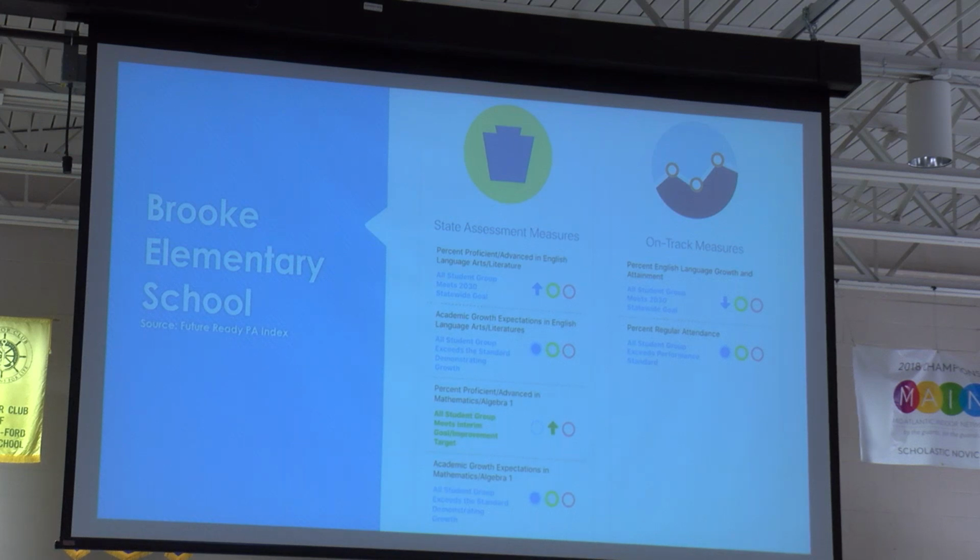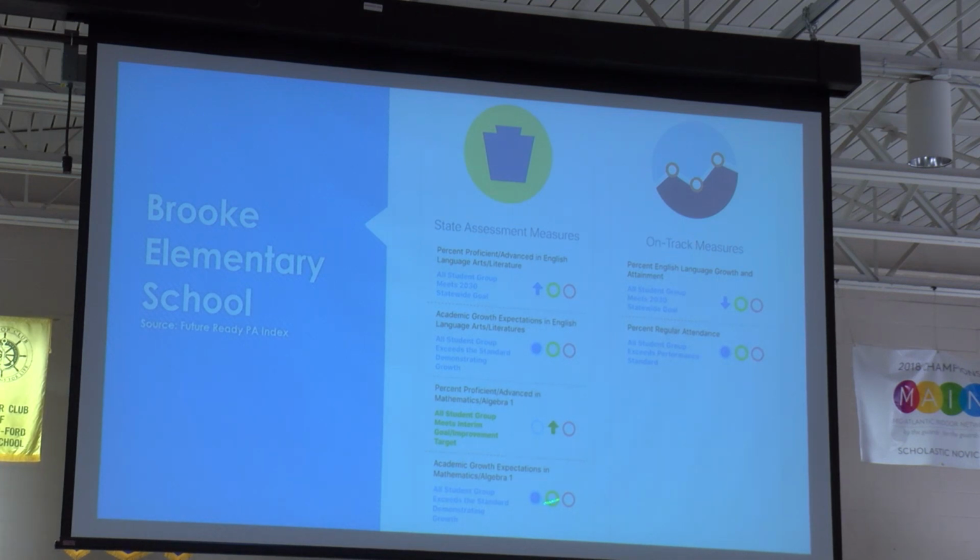Presented here is the dashboard for Brooke Elementary. In the left-hand column, the top measure reflects the state assessment measures, and this represents the percent proficient advanced on the English language arts assessment. You'll look at this top measure right up here. As you can see here, not only has Brooke exceeded the statewide target, but they've also increased from the previous year. The second measure in this category represents the English language arts, and in this example for Brooke Elementary, you can see that they have met the statewide target, but they relatively maintained their achievement from the previous year.